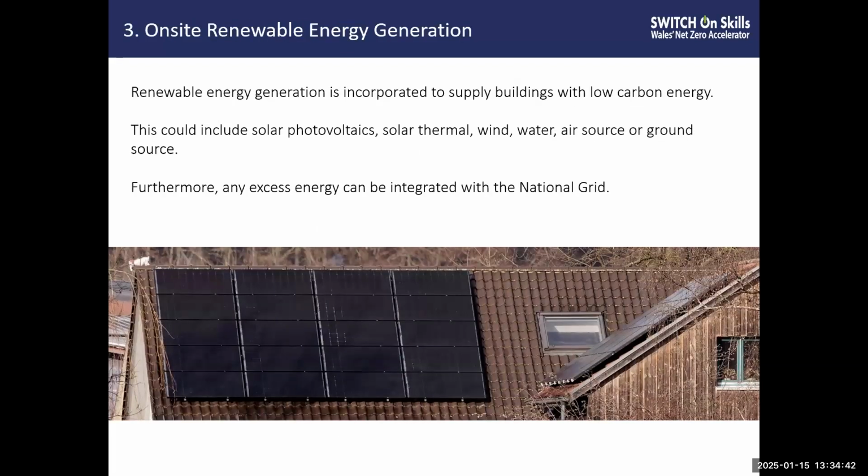Thirdly, on-site renewable energy generation. This should be incorporated to supply the buildings with their own low-carbon source of energy. This can include things like solar PV, solar thermal, wind, water. If you've got, say, for example, a water source nearby, then we could look at hydro energy, air source or ground source heat pumps as well.